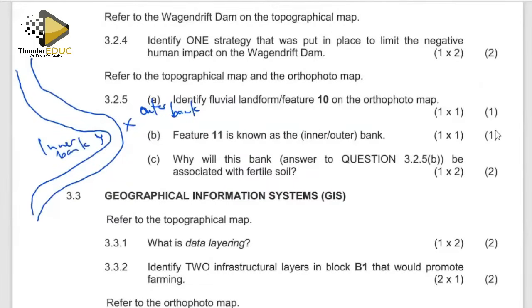So, based on the map information, you can find out on the meander which one is the outer or which one is the inner. Why will this bank be associated with fertile soil? Automatically, the bank with fertile soil is the inner bank here, this one. Why will it have fertile soil? It is because there's deposition taking place.